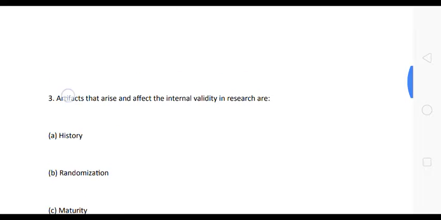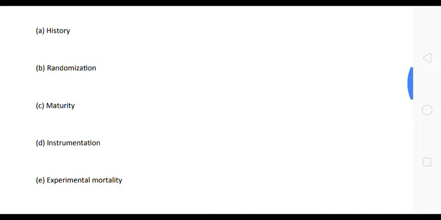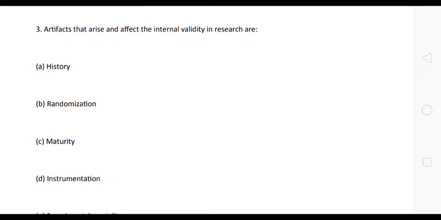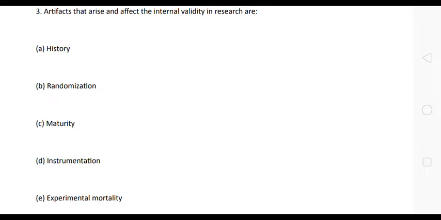ACDE. History, maturity, instrumentation, experimental mortality. These are the artifacts that arise and affect the internal validity in research. These 4 options are necessary to affect the internal validity in research.